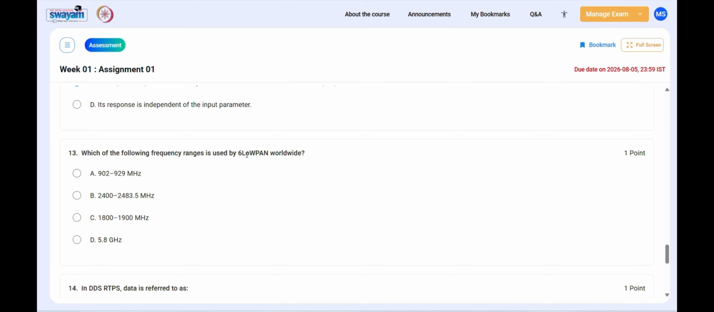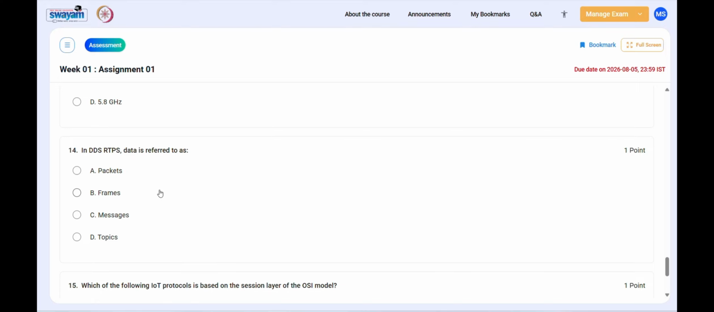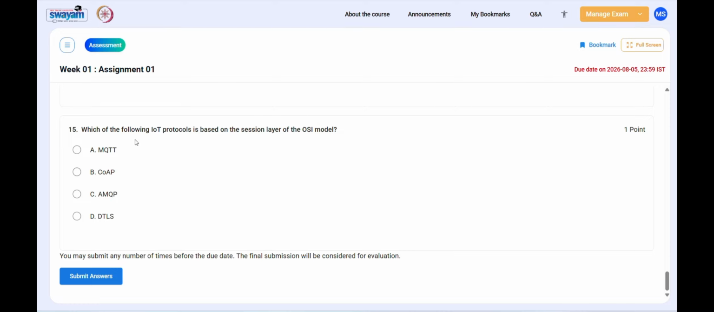Then comes the 13th question: which of the following frequency ranges is used by 6LoWPAN worldwide? Option B is correct, 2400 megahertz range. Then the 14th question: in DDS RTPS, data is referred to as topics. Option D is correct.